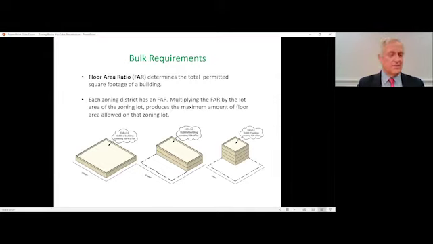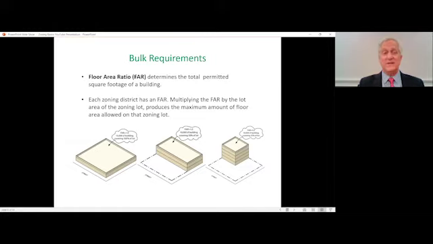So the next important consideration is bulk. How many square feet can I build on my property? And this is based on what's called a floor area ratio, or FAR. Every piece of property has an FAR assigned to it. We'll look at some of the tables shortly. And it's a simple mathematical equation. You take the total square footage of your site, you multiply by the FAR number, and that's your total square footage. It's a simple calculation, but perhaps one of the most important in zoning.